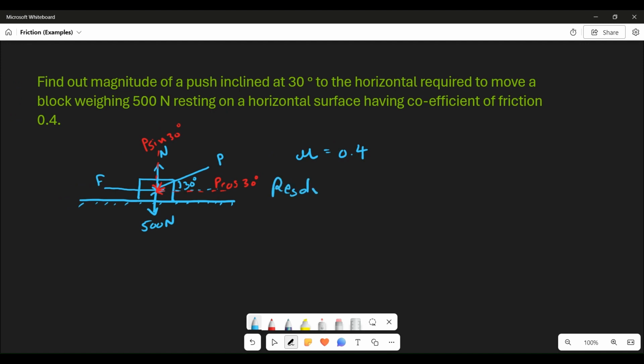So I will write this: resolve parallel to the plane. Now in this direction, what forces you get? First is this F force, another is this P cos 30 degree. Okay, first force is F, another is P cos 30 degree. There is no other force working parallel to the plane, so we will get F is equal to P cos 30 degree. Okay, this is your equation number 1.